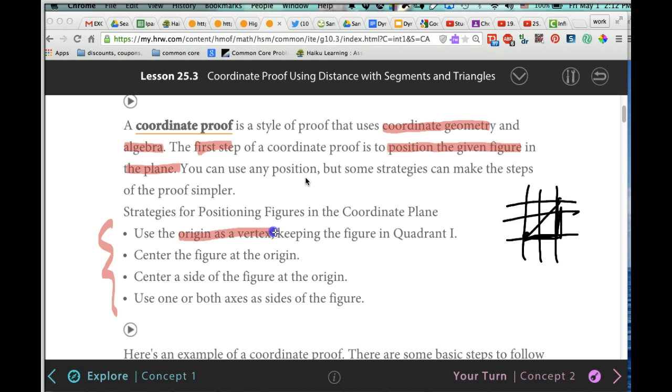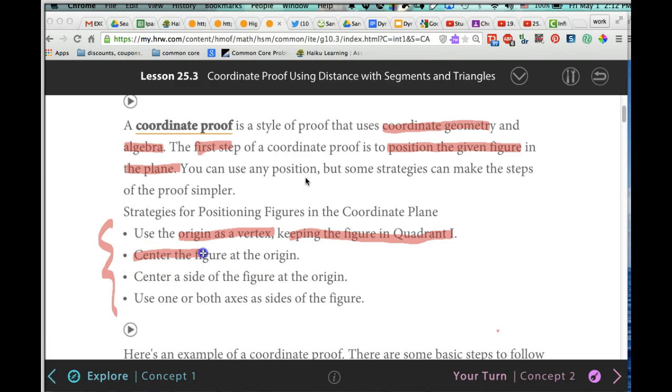You have to use the origin as a vertex. What that means is if you have the number line like that, and you have to make a triangle like this, one of the vertices should be at the origin at 0, 0, because it's easy for you to calculate that. And then you want to try and keep the figure in quadrant 1. Okay, so that means when you draw pictures, you want it to be like over here. Most of the time they want your pictures to be right there, because that's the first quadrant and it's usually easier to calculate with positive numbers.